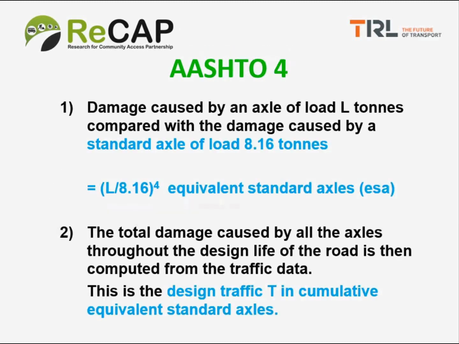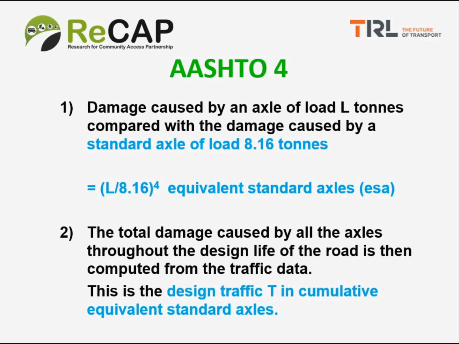I have to go through them one at a time because, as I say, they are universal. Damage caused by an axle load of L tons is compared with the damage caused by a standard load of 8.16 tons. The damage is proportional to the load raised to the 4th power, the so-called famous 4th power law. So any axle load L is related to the damage caused by the 8.16 ton load, and we call that number the number of equivalent standard axles. I think every design method that I've come across uses that. There are still 1 or 2 that still count vehicle numbers, but they're very few indeed.